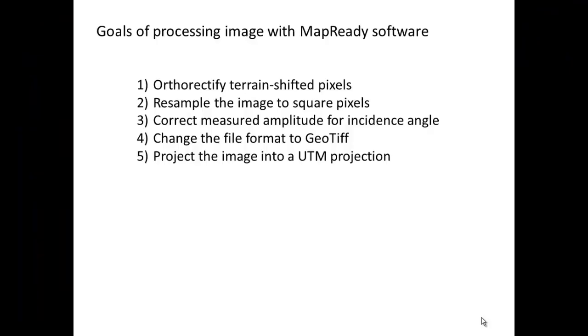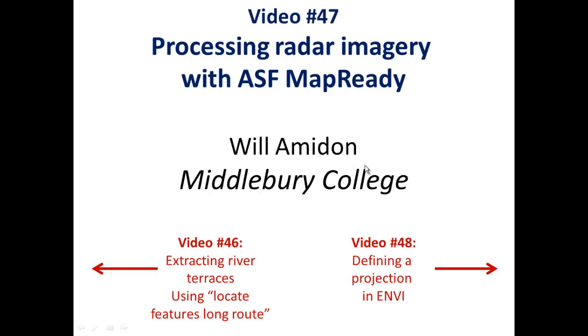So in summary, we've processed level 1 radar imagery with the MapReady software. This is going to allow us to ortho rectify terrain shifted pixels. It's going to resample the image into square pixels that can be housed in a nice raster. It's going to correct the measured amplitude for the incidence angle, also known as the topography. It's going to output a GeoTIFF file we can use, and that GeoTIFF is going to be projected into a UTM projection. So please join us for our next video, video 48, where we'll take these processed GeoTIFFs, bring them into NV, and work on making sure they're projected carefully. Thanks for listening.